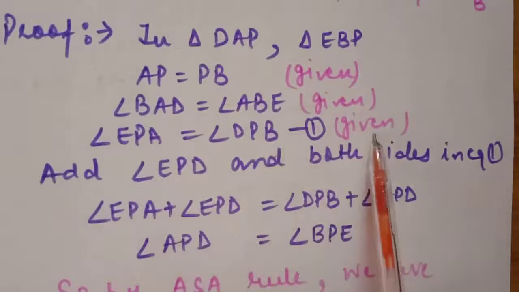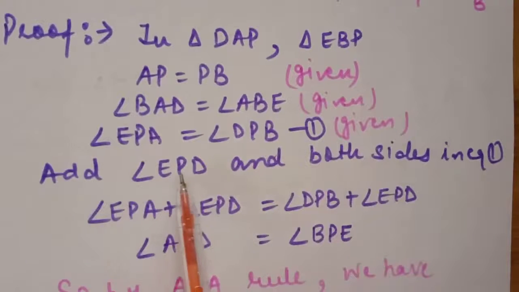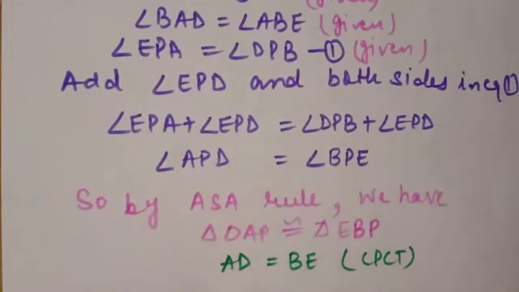These two angles are given. We will add angle EPD on both sides. We will get our complete angle APD and BPE. So by the congruence rule ASA, both the triangles are congruent, and if two triangles are congruent, the remaining parts are automatically equal to each other by CPCT, corresponding parts of congruent triangles. So the second part, AD and BE, are definitely equal to each other by CPCT.